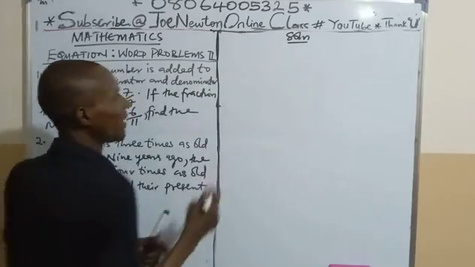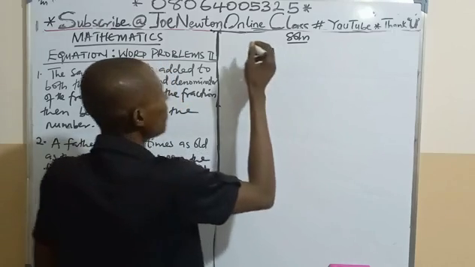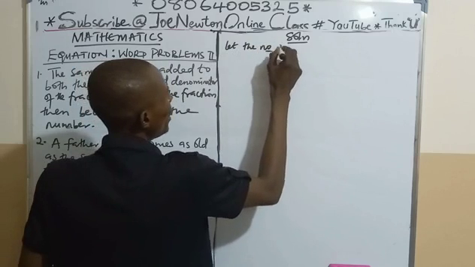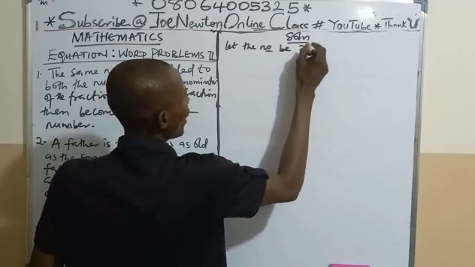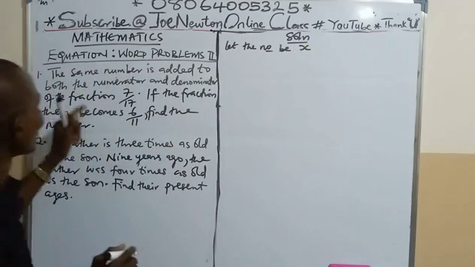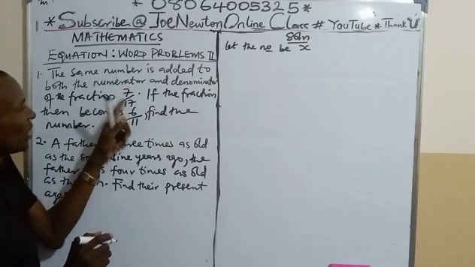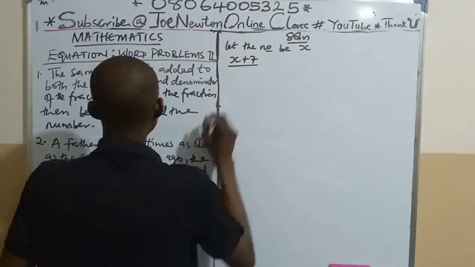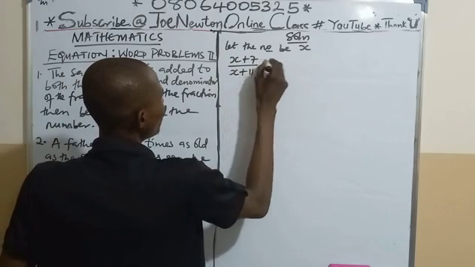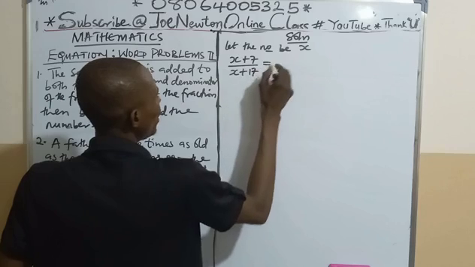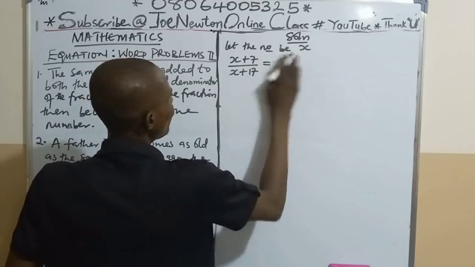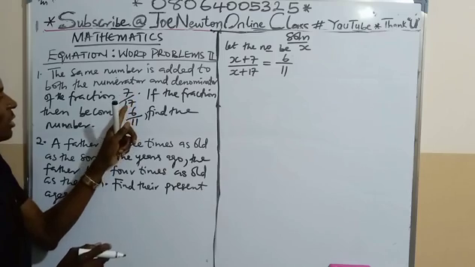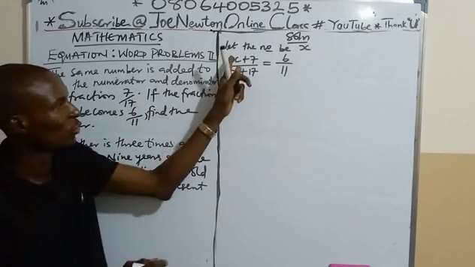So we are given that the same number, so we don't know the number. So let the number be maybe x. Then we say that the same number was added to both the numerator and denominator. So we now have that (x + 7)/(x + 17) equals 6/11. So the numerator is 7, the denominator is 17, and the same number was added to up and down.